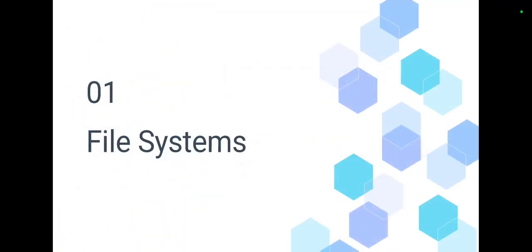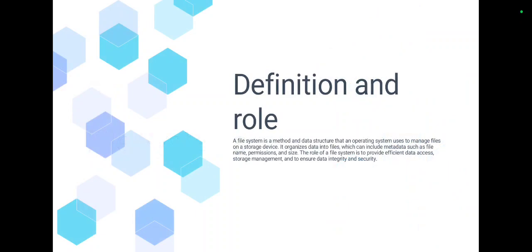Let's start with the file systems. So, what's the role and definition of it? A file system is a method and a data structure that an operating system uses to manage files on a storage device. It organizes data into files, which can include metadata such as file name, permissions, and size. The role of a file system is to provide efficient data access, storage management, and to ensure data integrity and security.